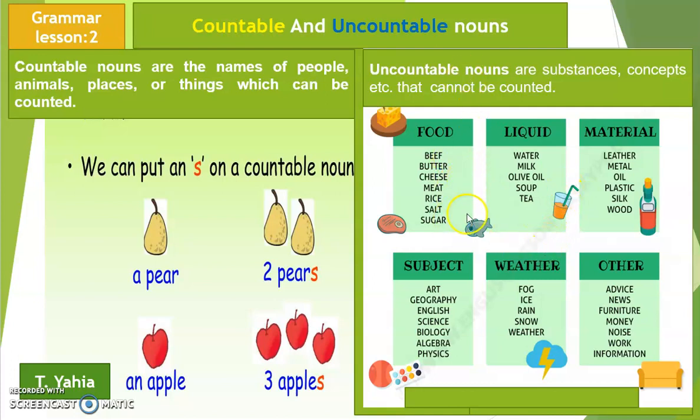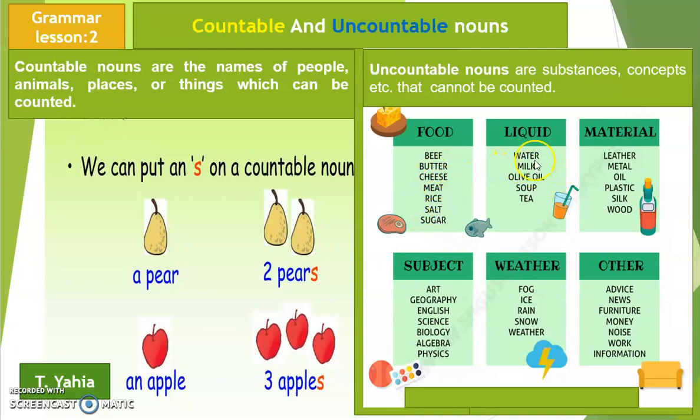So moving forward to uncountable nouns, these are the subjects or substances that we cannot count. For uncountable nouns, there are 6 different categories, divided into food, liquids, materials, subjects, weather, and others. So here you see foods: beef, butter, cheese, meat, rice, salt, and sugar. These are the objects or things that we cannot count by using numbers.